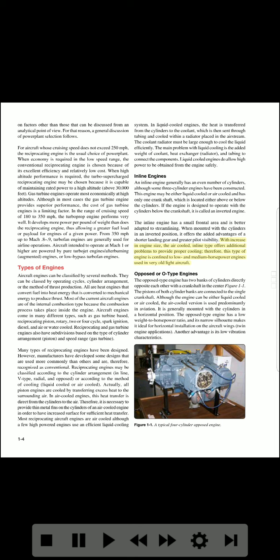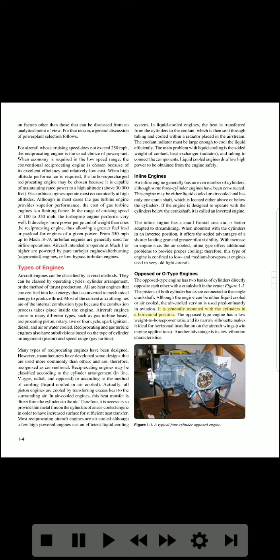Therefore, this type of engine is confined to low and medium horsepower engines used in very old light aircraft. Opposed or O-type engines. The opposed type engine has 2 banks of cylinders directly opposite each other with a crankshaft in the center. Figure 1-1. The pistons of both cylinder banks are connected to the single crankshaft. Although the engine can be either liquid-cooled or air-cooled, the air-cooled version is used predominantly in aviation.